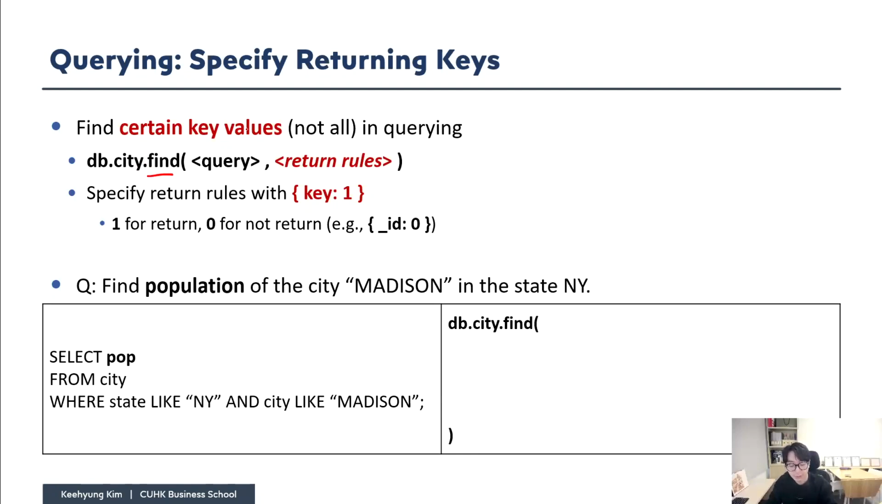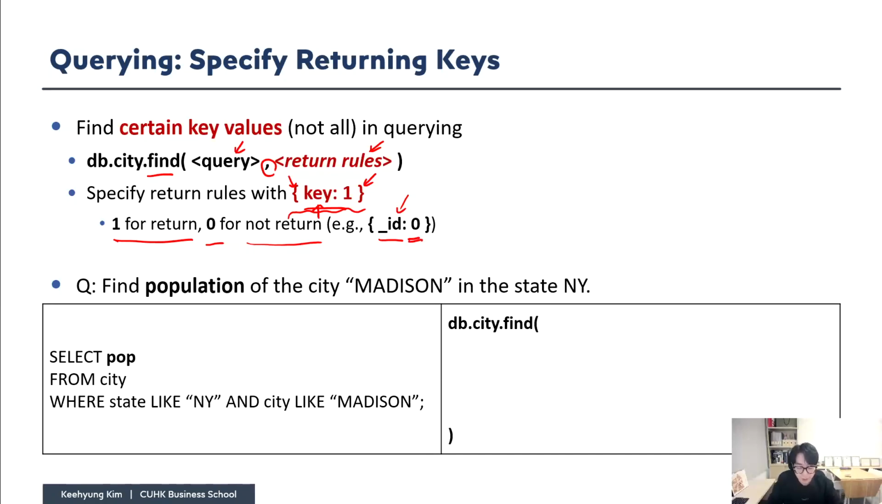When you use the find function, you specify the query here, and after the query, you put a comma and then specify the returning rules. The returning rules go inside curly braces, and inside you specify what you want to show and what you want to hide. If you want to show a certain field, you specify that field and put 1 to show it. If you put 0, it is not shown in the result. The ID field is shown automatically by default, so if you want to hide it, you specify _id: 0 like this.